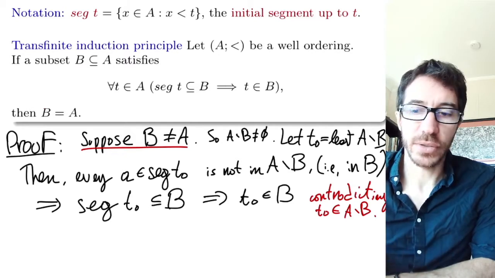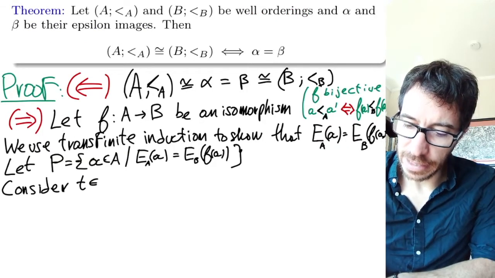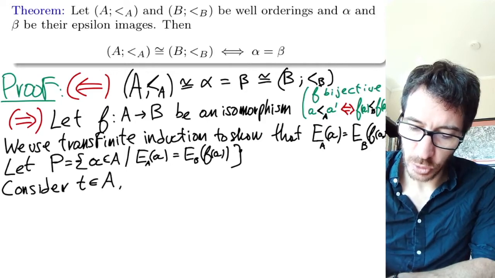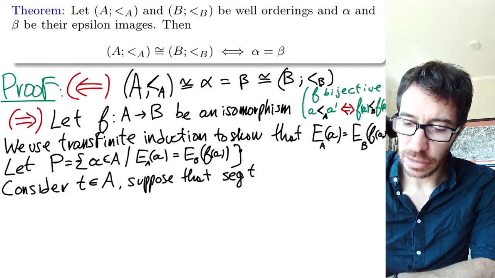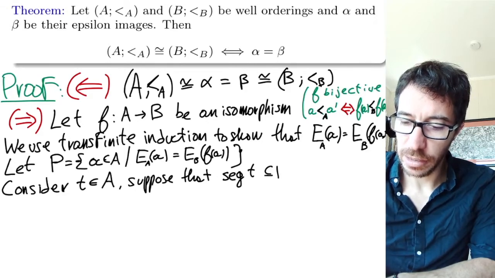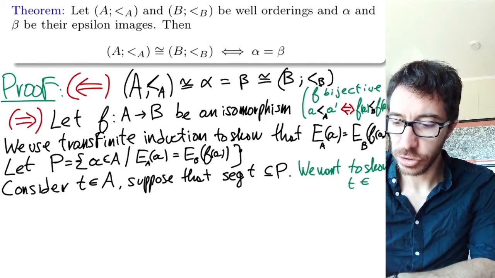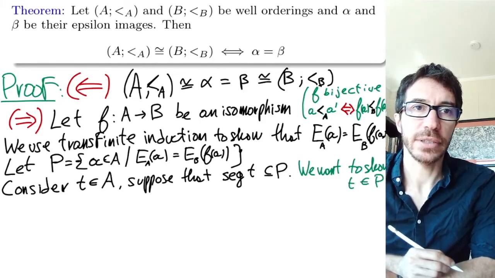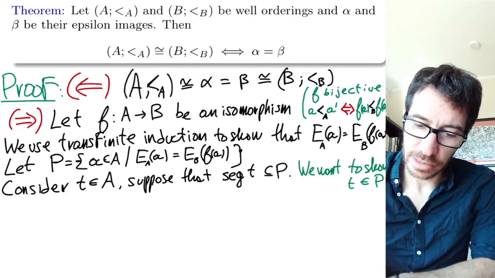Okay, so that's what we need to show. So let's do that. Consider an element T that belongs to A. Suppose that the segment of all the elements below T is included in our set P, we want to show that T belongs to P. Correct? That's what we need to show for induction. Well, let's see how that goes.